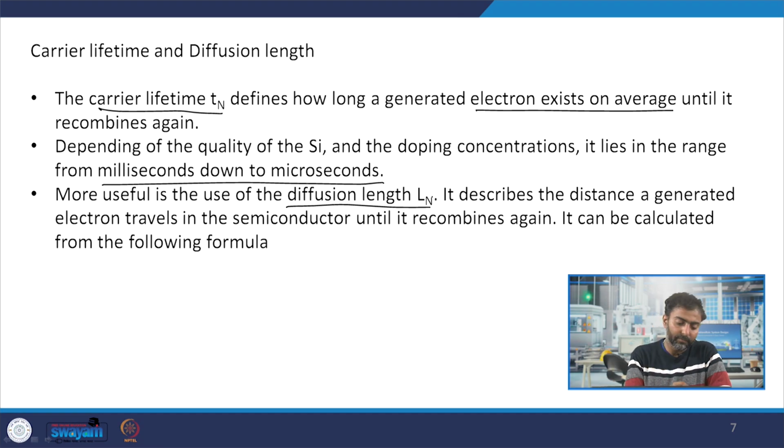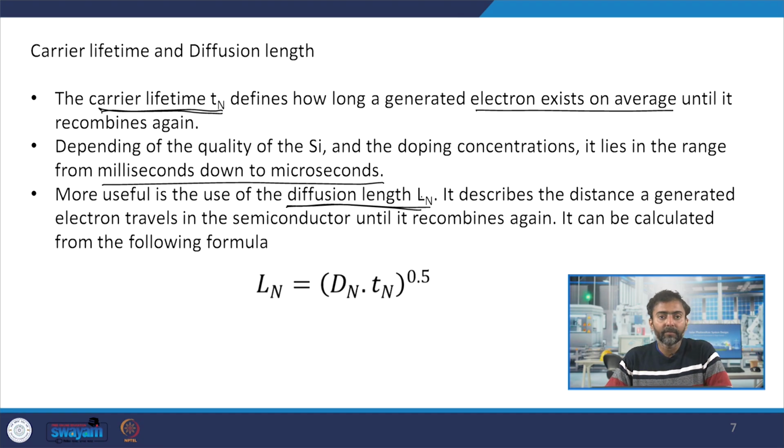So both these parameters, carrier lifetime and the diffusion length, they represent the same phenomenon: the extent of recombination happening in the solar cell. If recombination is higher, then the electron will have a lesser diffusion length and also lesser carrier lifetime. It will recombine quickly. If the recombination is lesser in the solar cell, then the diffusion length will be more, it can diffuse to a longer distance, and also it will exist for a longer duration of time, so the carrier lifetime will also be more.